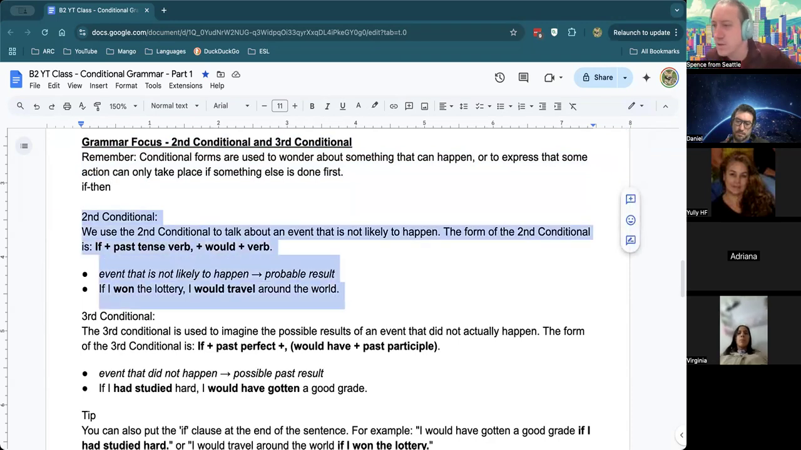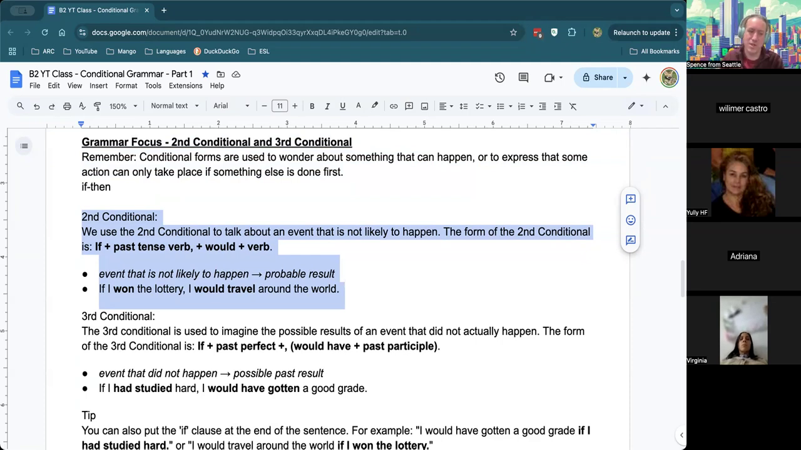Wilmer, are you able to read some of the grammar instructions for us? Second conditional. We use the second conditional to talk about an event that is not likely to happen. The form of the second conditional is if plus past tense verb, plus would plus verb. Event that is not likely to happen, probable result. If I won the lottery, I would travel around the world.